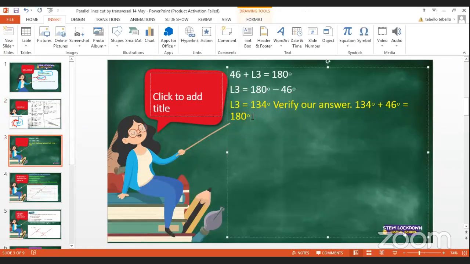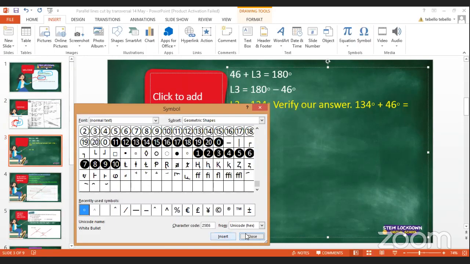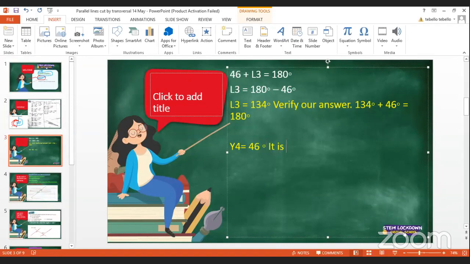Okay, let's write. So now we are only calculating for y4 angle equals to 46 degrees, because it's vertically opposite to L2 angle, and L2 angle equals to 46 degrees. So now we are only left with calculating the value for y5.